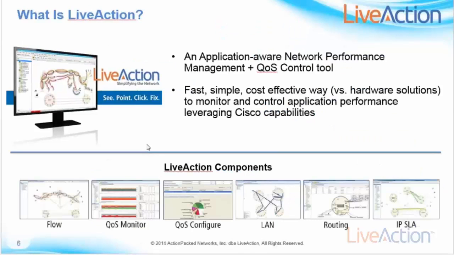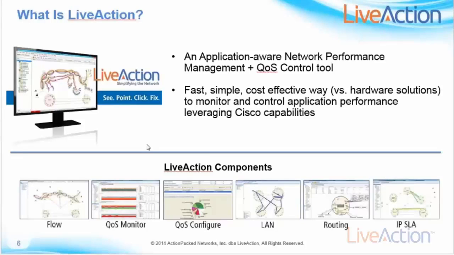So what is LiveAction? Many years ago, LiveAction started out as a QoS management tool, but today it is a fast, simple, and cost-effective way to monitor and resolve application performance issues as compared to hardware solutions. What we mean by this is that instead of installing expensive hardware probes throughout your network, we can provide a robust analysis of your network environment by leveraging the performance statistics already provided by your Cisco infrastructure and networking devices from layer 1 to layer 7.